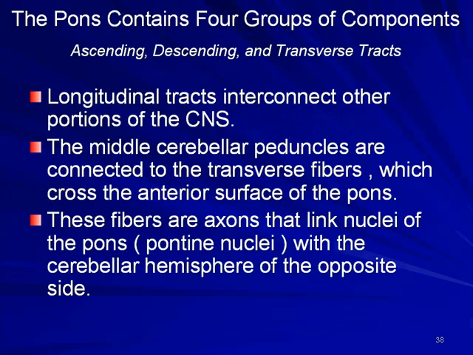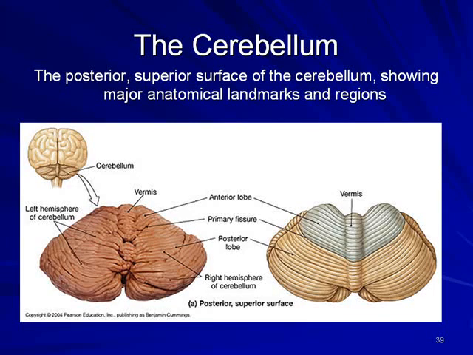The pons has 4 groups of components: longitudinal tracts that interconnect with portions of the CNS, and the middle cerebellar peduncles connected with the transverse fibers, which cross the anterior surface of the pons. These are fibers and axons that link the nuclei of the pons, the pontine nuclei, with the cerebellar hemisphere on opposite sides. This is the cerebellum. A picture of that. You remember that from anatomy.